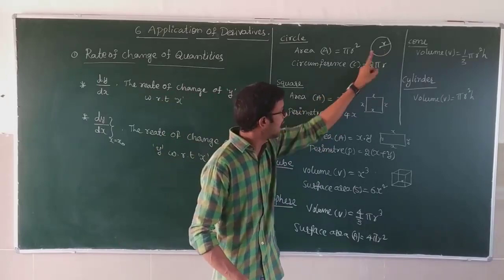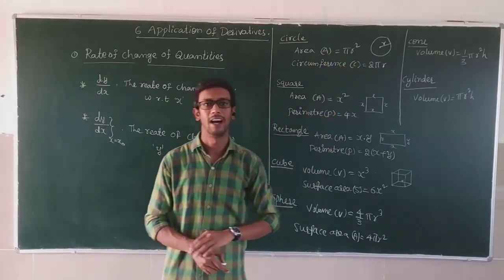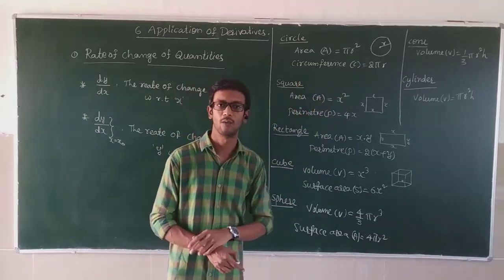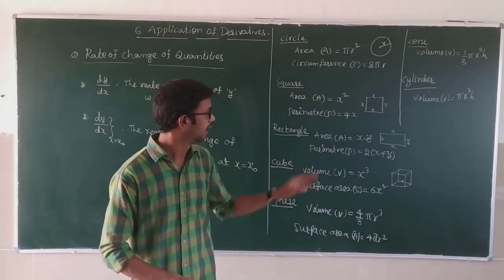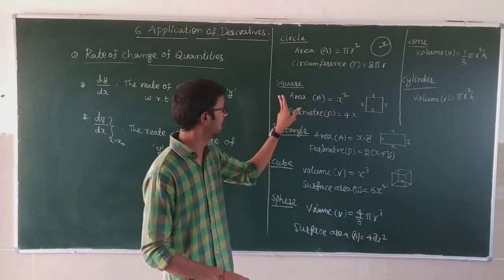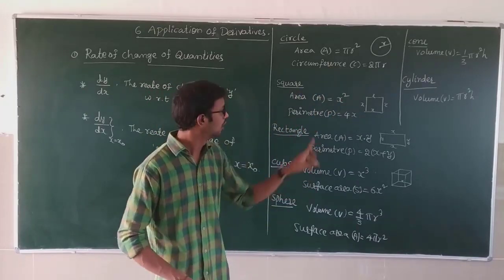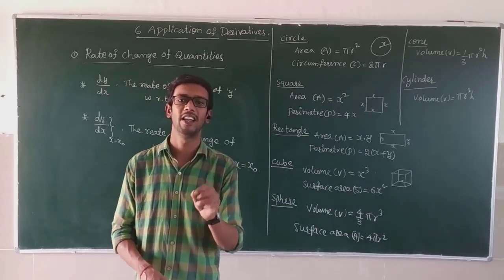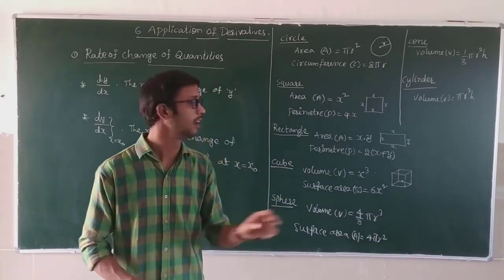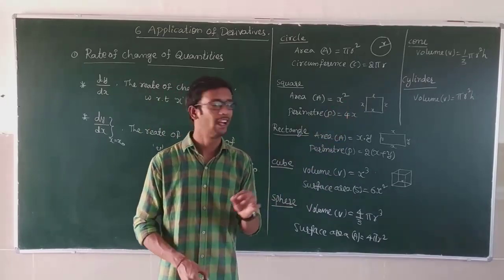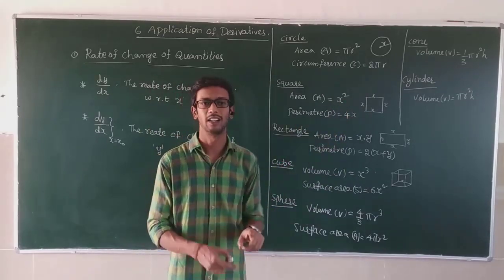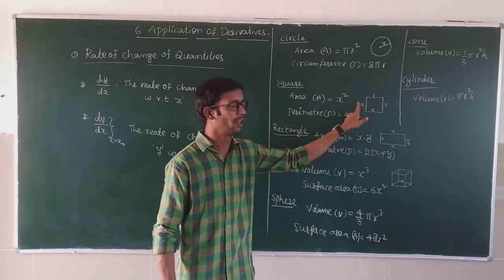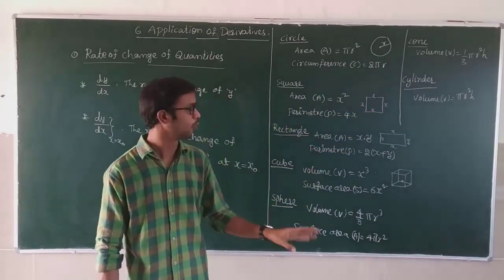If the radius is r, the area is equal to pi r square. These are the basics. Circumference P is equal to 2 pi r, where r is the radius. Next, the square. The area of the square, if the side is x, is x into x, that is x square. Next, perimeter: the sum of all sides of the square, x plus x plus x plus x, is nothing but 4x.